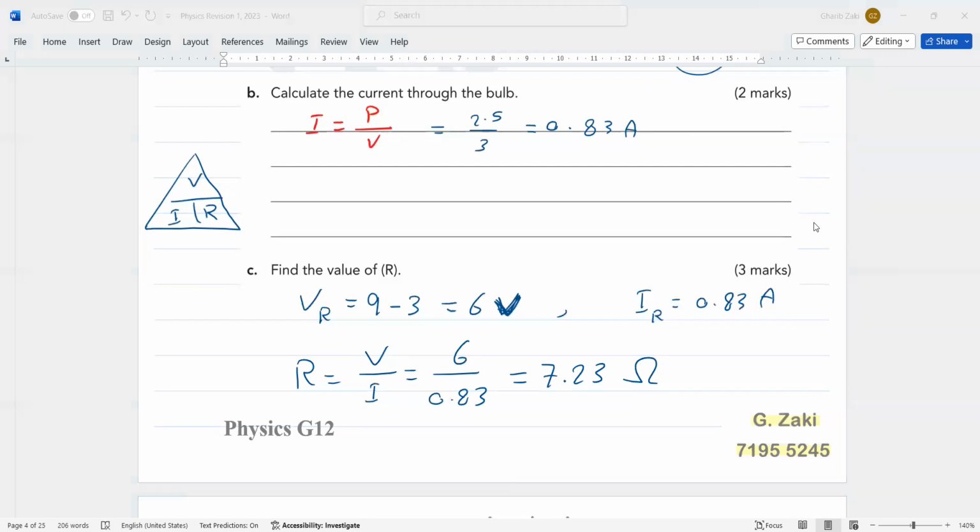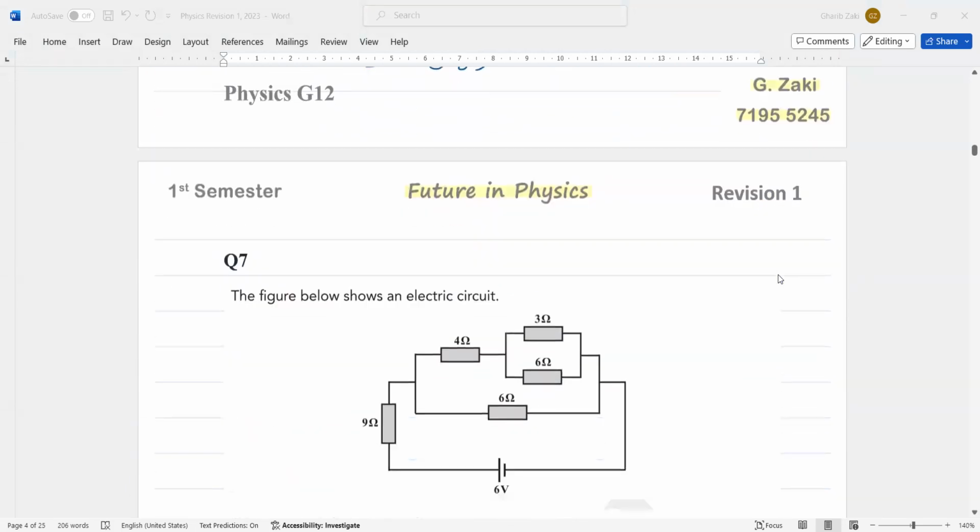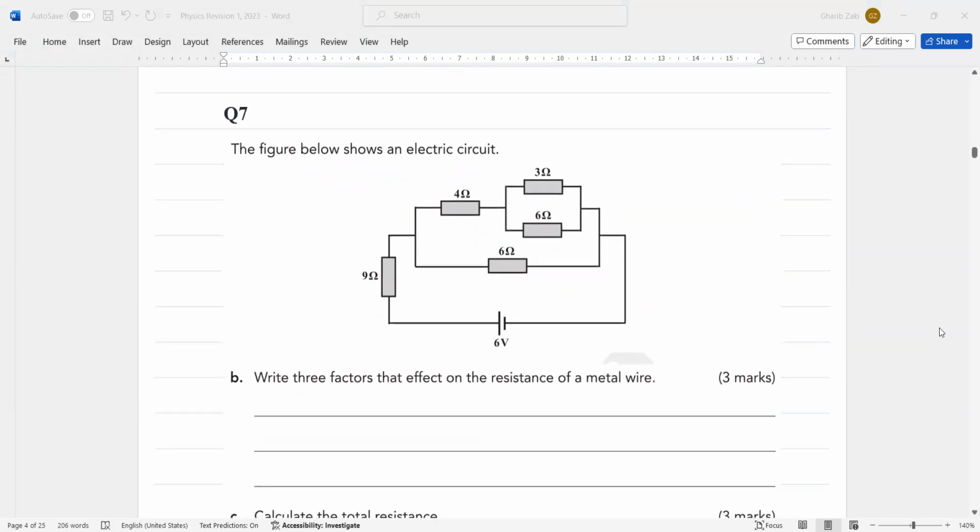Yeah. R equals 17.2? No, it is 7.2, not 17. Okay, yeah, it's correct. Now, next question about the total resistance. I give you 1 minute to write this one.